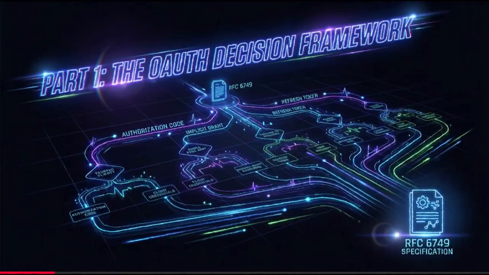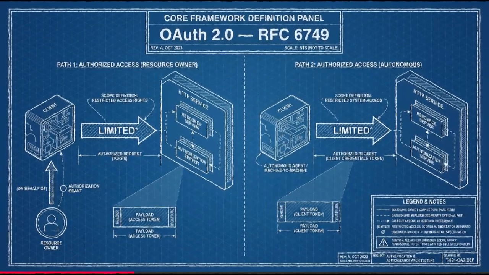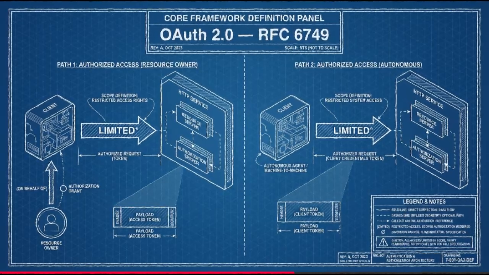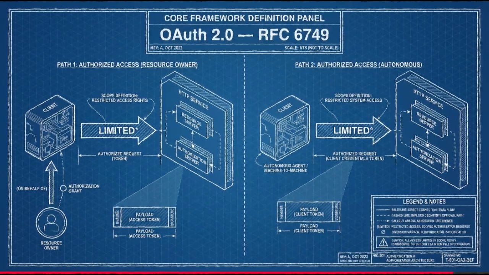Part 1. The OAuth Decision Framework. Before analyzing the new requirements, we really must establish the foundational architecture of delegated access defined under RFC 6749, often just known as OAuth 2.0. The core function of this framework allows third-party applications to obtain limited access to an HTTP service, either on behalf of a resource owner or by acting autonomously.